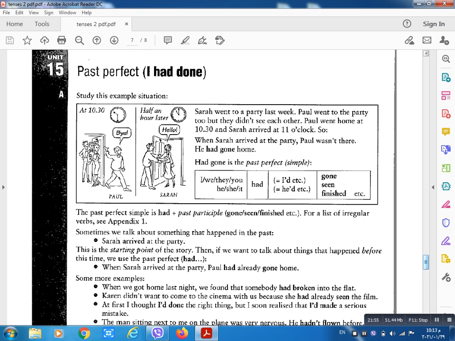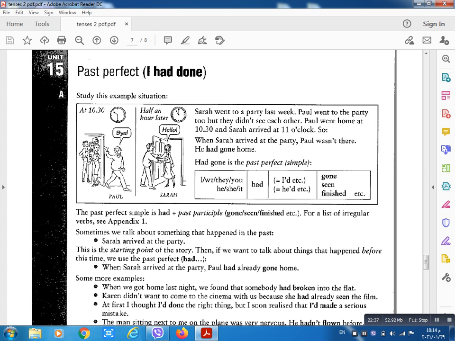The other picture, sorry. Sarah arrived. Look, I'm using the past simple. Arrived. Paul left. Sarah arrived. Paul left at 10:30, see? While Sarah arrived at 11. See? At 11, half an hour after Paul's leaving. Okay. So, look at the example situation, there was a party in the past, and all of it happened in the past. Now I don't have any connection with now or the time of speaking. All of the situation with the past perfect happened in the past.